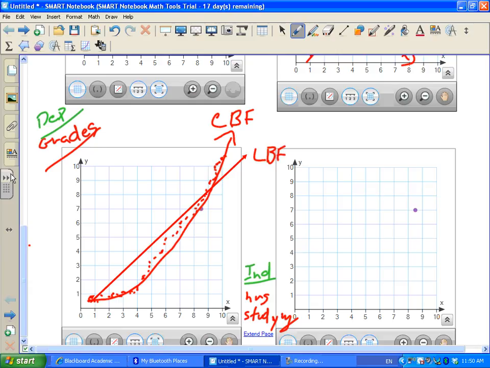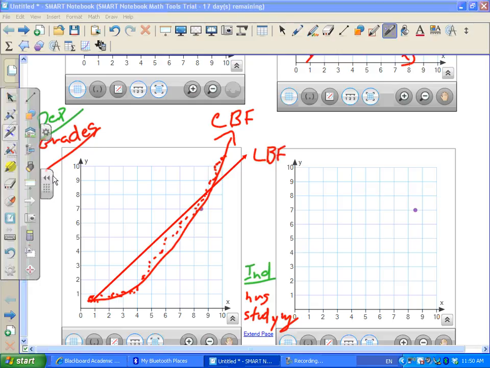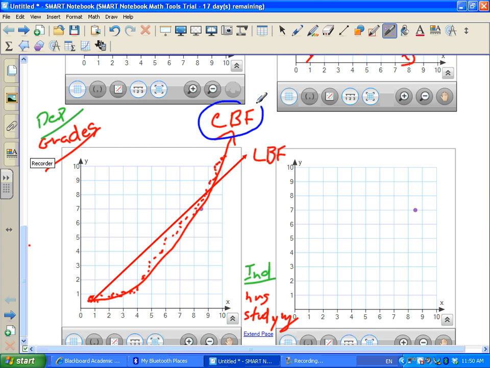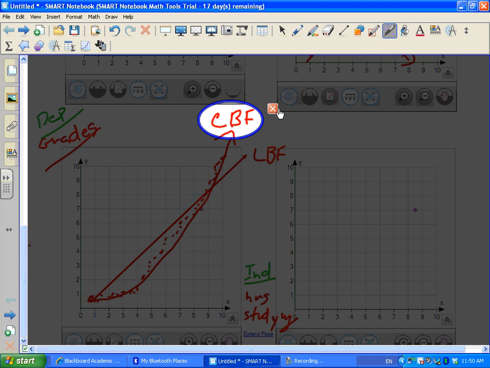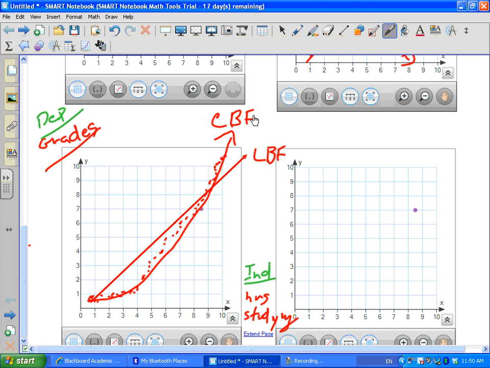So our curve of best fit really represents the data a lot better. Our curve of best fit represented this data. So it was more an exponential. We'll get into that, okay?